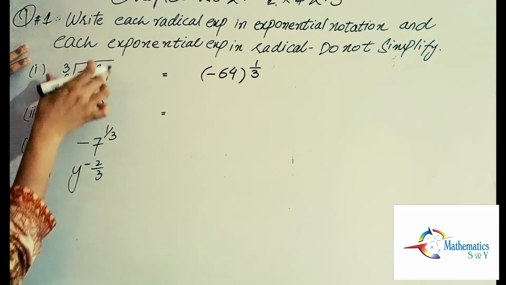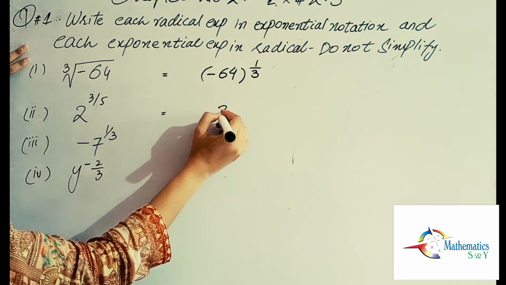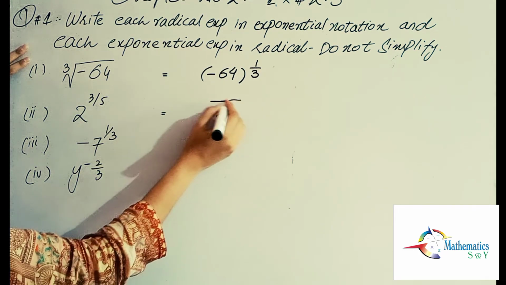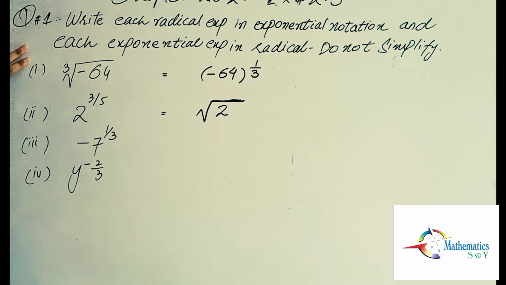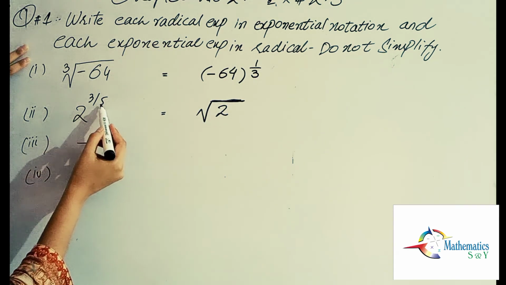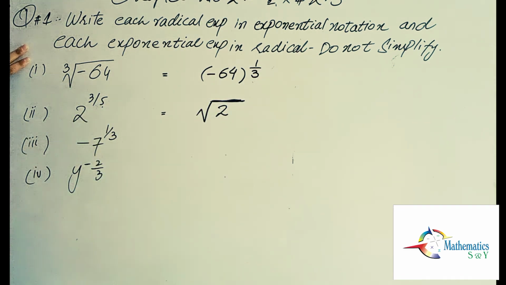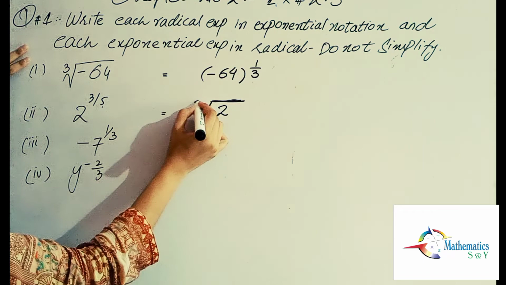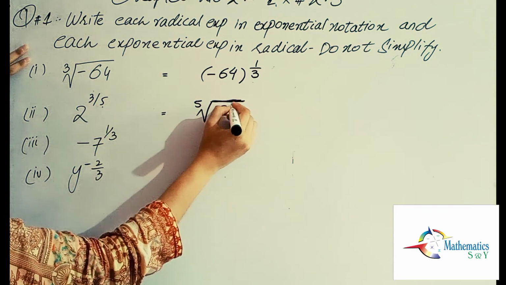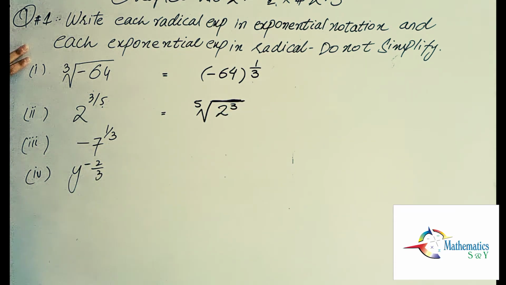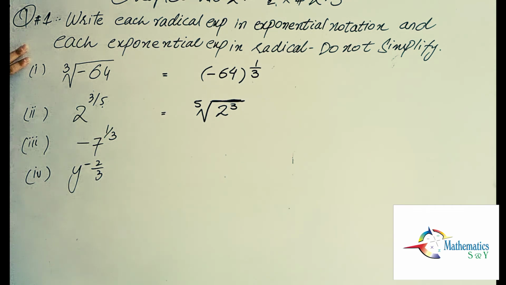We will convert this into radical form. So 2 I will write as it is, that is the radicand. For writing in the radical form, I will put here the sign of the radical. Always the denominator of the exponent is the index of the radical. So here 5 is the denominator, that will be the index of the radical, and 3 is the power of 2. So here the 2 will have a power 3.